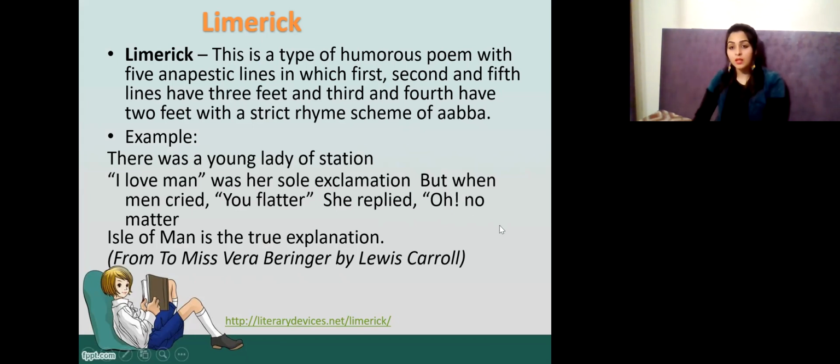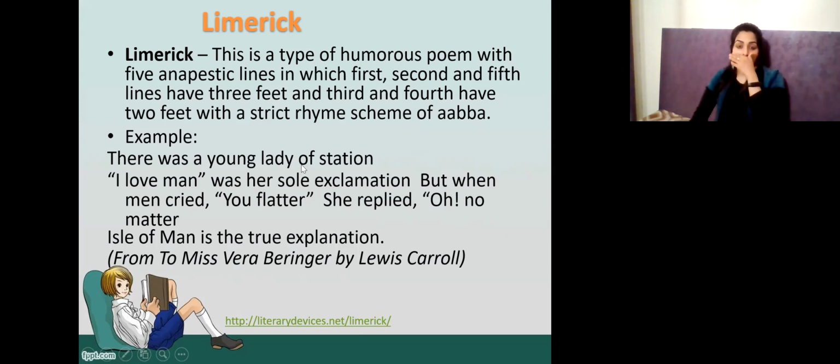Now, limerick, you can see it's a very strict type of poetry, tough to write because you have to complete all these rules. First, second, and fifth lines have to be of 3 feet, third and fourth have to be of 2 feet. All these rules have to be covered in limerick.